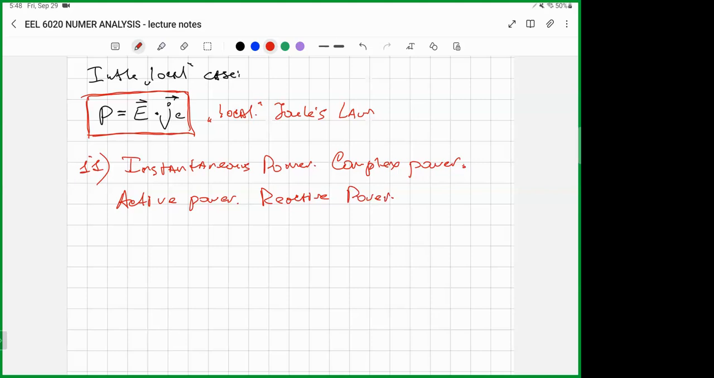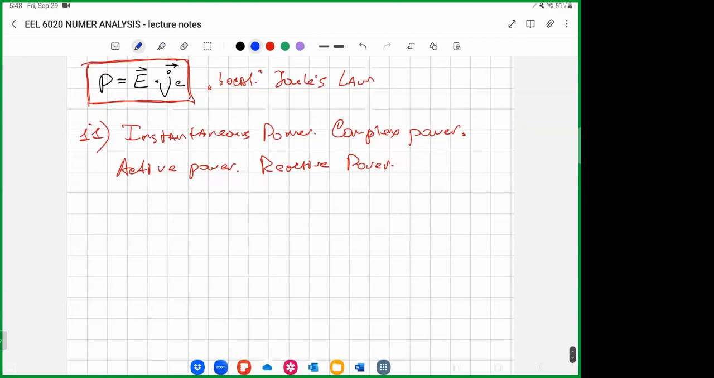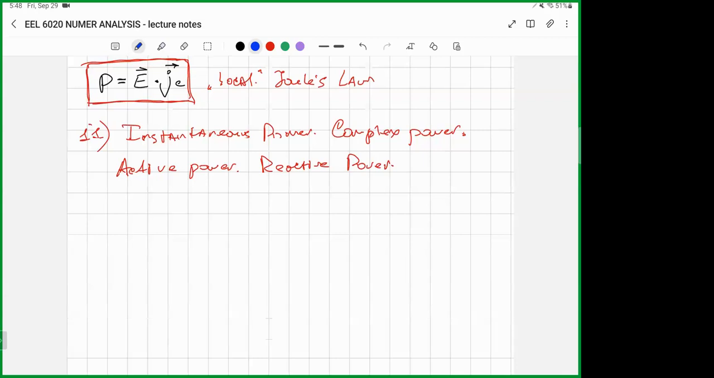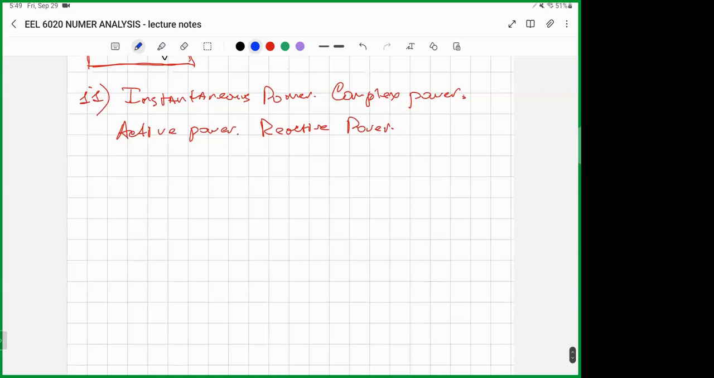When we have DC current, DC field, we have just one type of power, which is supplied or consumed by some circuit. But when we have alternating current, things become a little bit more complicated, and when we are talking about power, we need to say specifically what type of power we are talking about. Is it instantaneous power, or complex power, or active power, or dissipated power? So let us consider it in more detail.